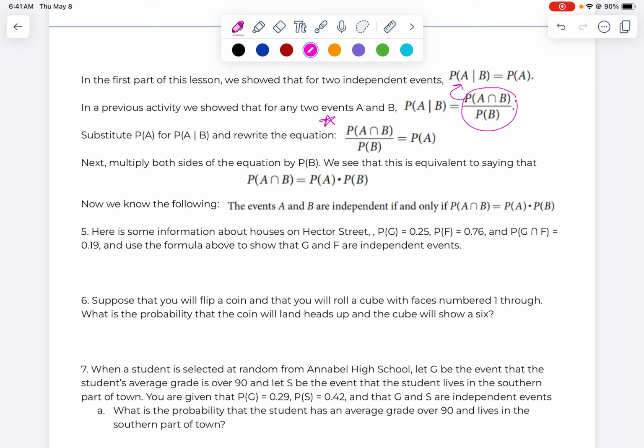But we could do some algebra so we don't have a fraction, and we can multiply both sides of the equation by the probability of B. That gives us this equation. The probability of A and B equals the probability of A times the probability of B. So, the events A and B are independent if and only if the probability of A and B equals the probability of A times the probability of B. This is what you were introduced to on the Skittles lab day.